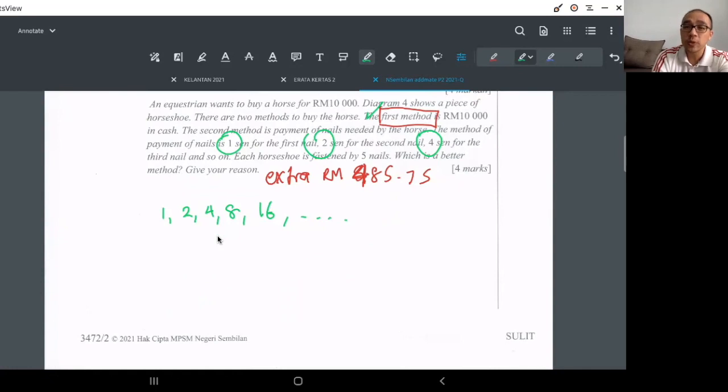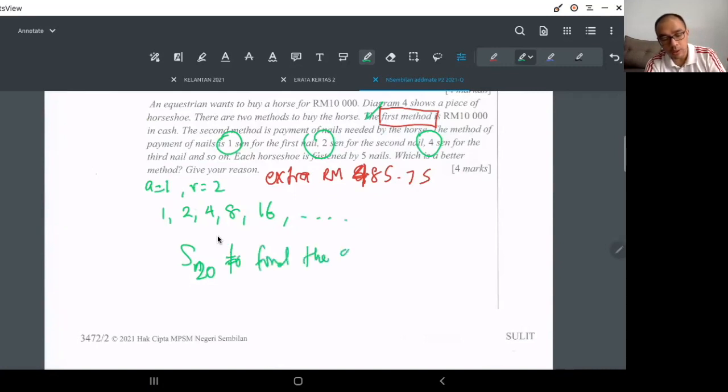Okay, so you need to calculate. You find the Sn first, S20. Here the A is 1 and the R is 2. You find S20 to find the cost, the total cost of all the nails. Then you compare. You will find that actually buying the nails is more expensive.